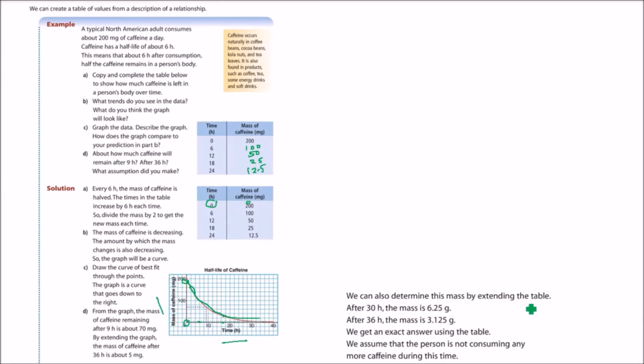We can also determine this by extending the table. At 30 hours it is 6.25, at 36 it's 3.125, and we can go on and on and find out the time after which it will be 0.